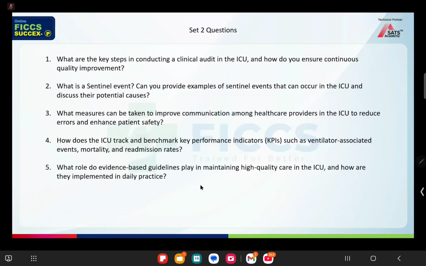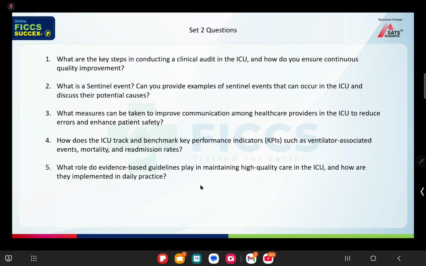Fine. When I wrap it up, I will answer you on how to go about this. Second question: what is a sentinel event, and can you provide examples of sentinel events that can occur in the ICU, and what are their potential causes?